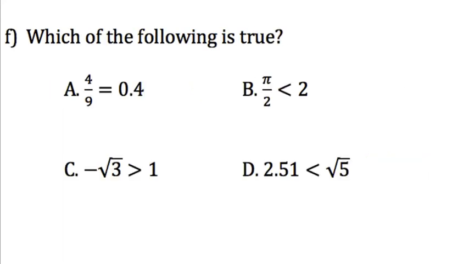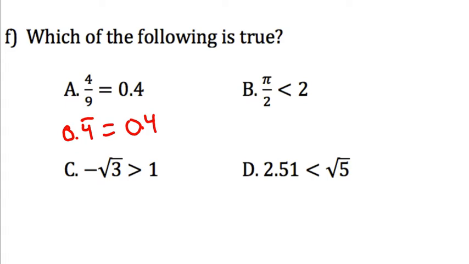Alright, so let's compare some. We want to know which of the following is true. Now, A is a very common problem that people tend to make mistakes on. The reason is because they say 4/9, they enter that in their calculator. 4/9 gives you 0.4 and it repeats. So 0.4 repeating, and they say, well, that's the same thing as 0.4.